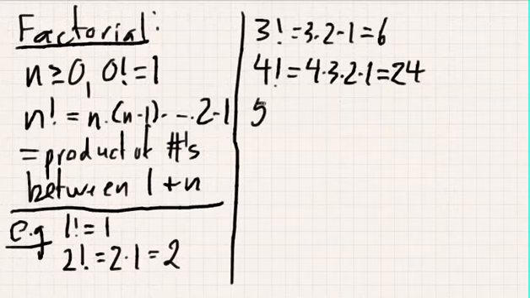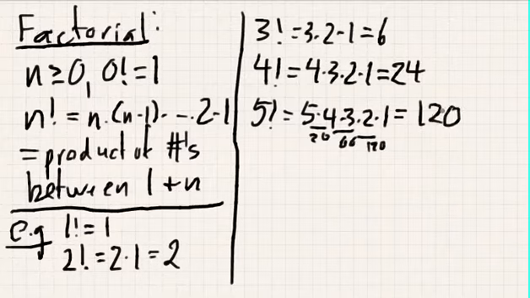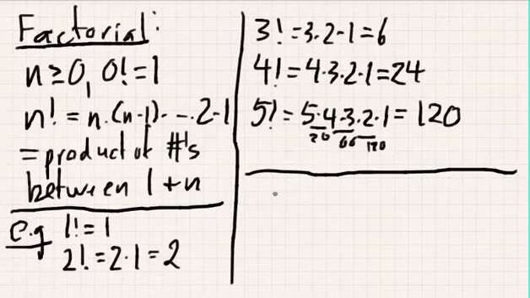Let's just do one more. 5 factorial is 5 times 4 times 3 times 2 times 1. 5 times 4 is 20. Times 3 gives me 60, and times 2 gives me 120. So the total there is 120. Great. Those are just the first couple of factorials. Notice that they grow pretty big. But let's note something.